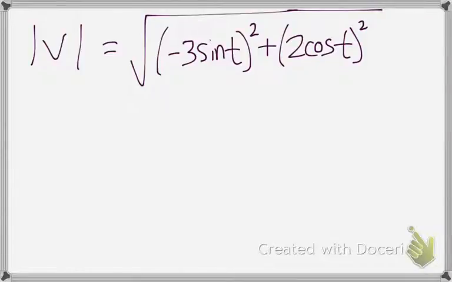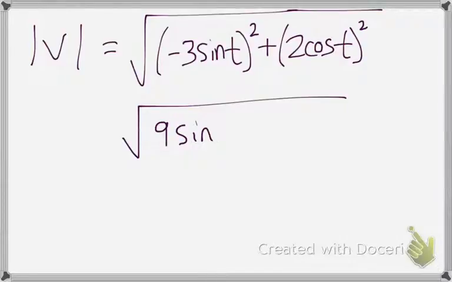And a square root function only makes numbers smaller. It won't make them bigger. So to maximize or minimize what's inside of there, we just find the maximum or minimum of what's inside. So if you actually square this, you get the square root of 9 sine squared of t plus 4 cosine squared of t, sorry.